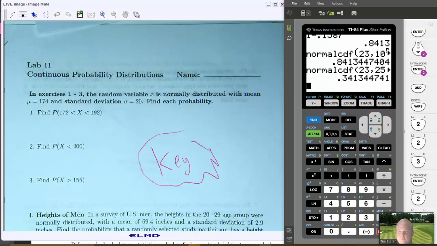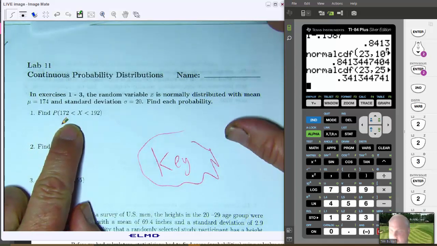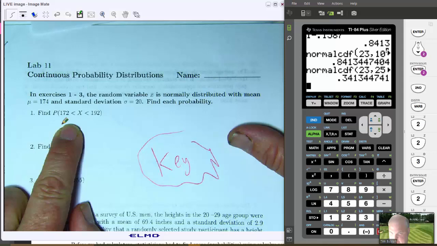So in question 1, exercises 1 through 3, we're told that the random variable X is normally distributed with a mean mu of 174 and a standard deviation sigma of 20, and we're going to find these probabilities. So in question 1, we want to find the probability that X is between 172 and 192.